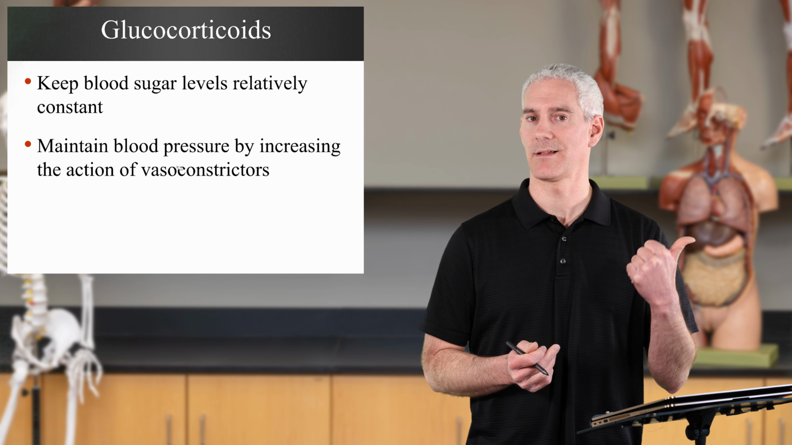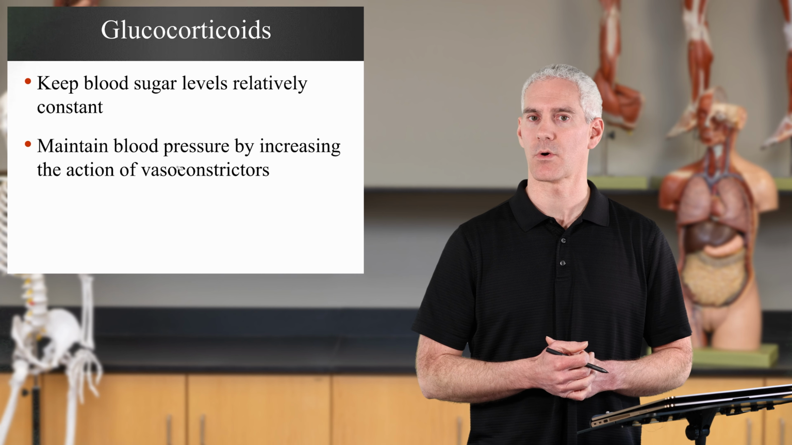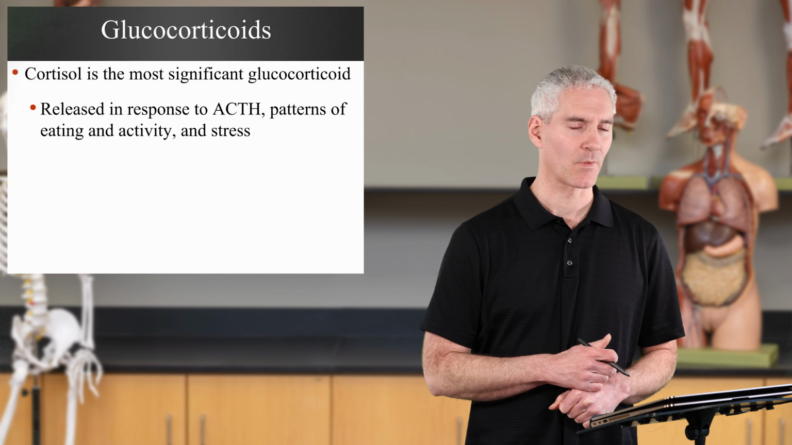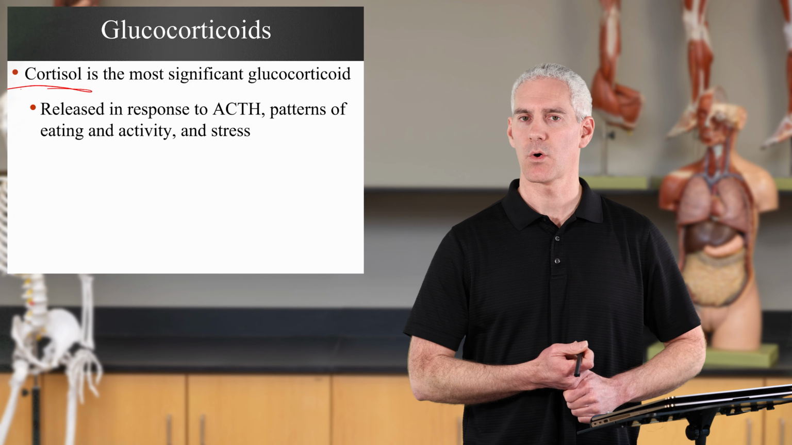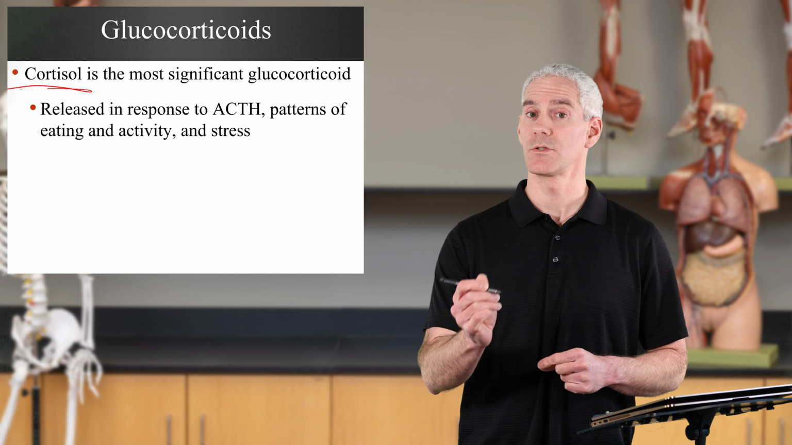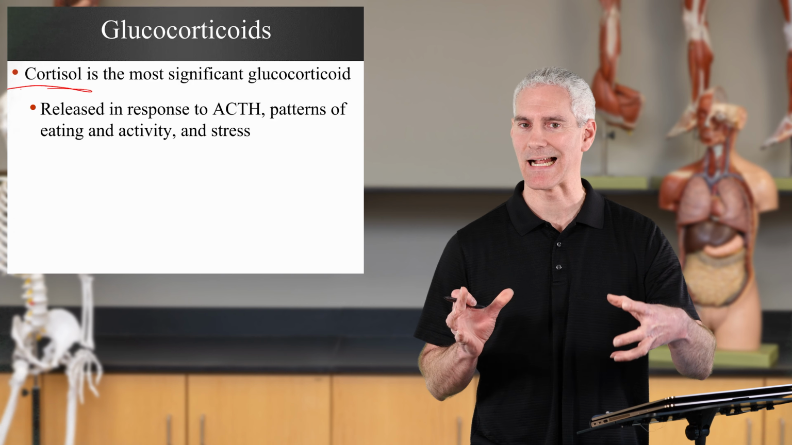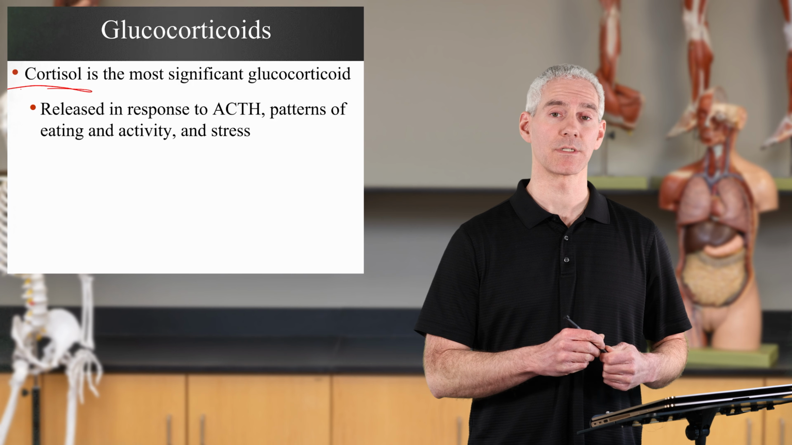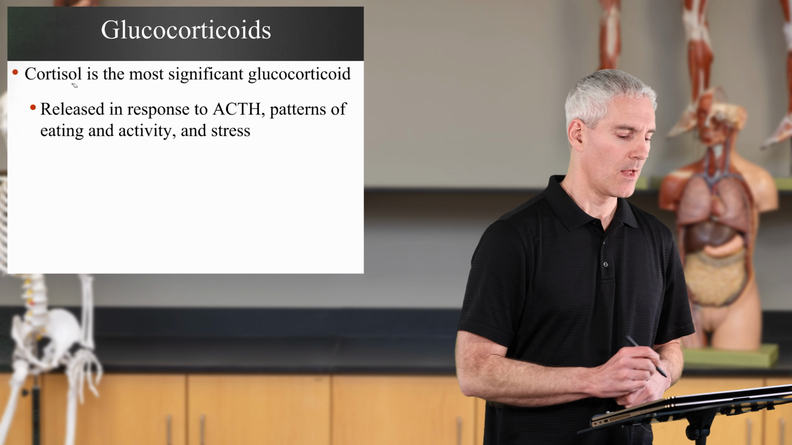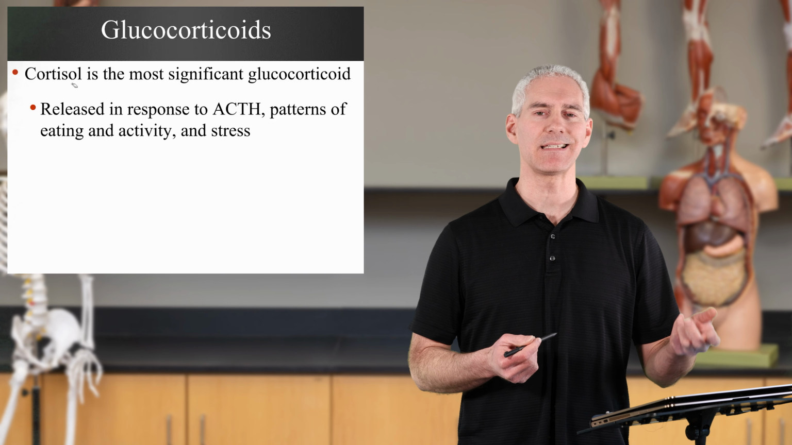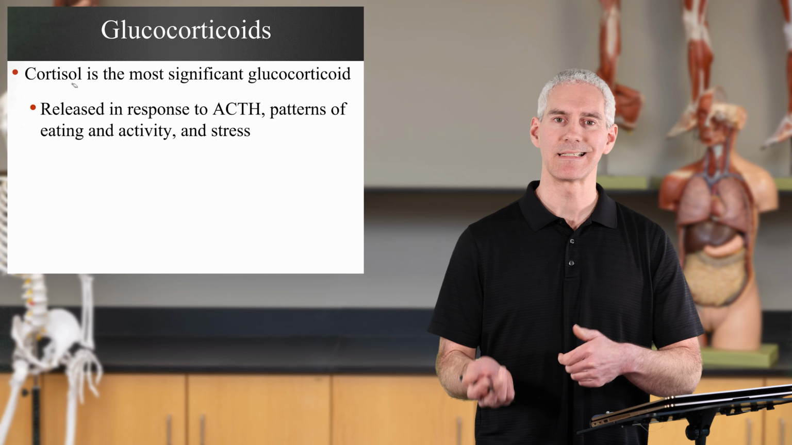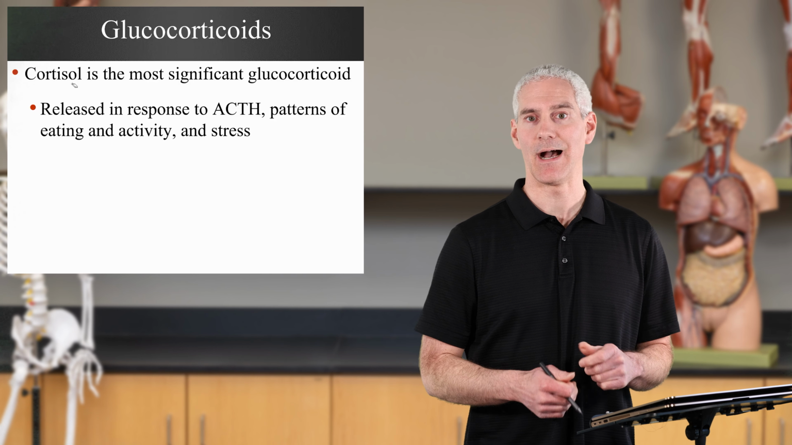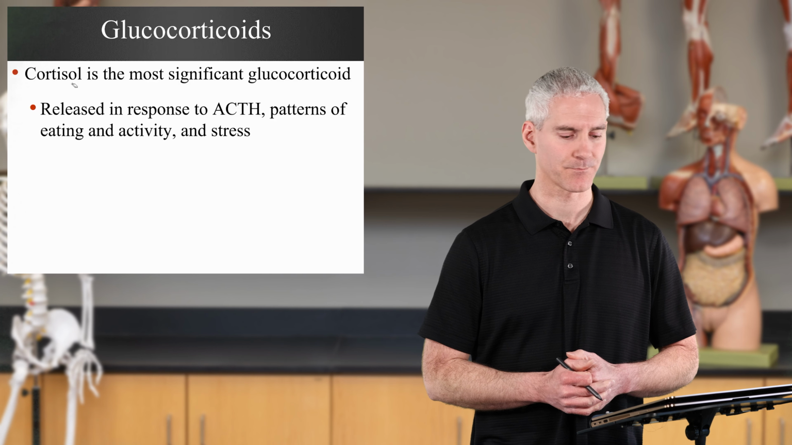So that means both the aldosterone helped and these glucocorticoids are helping. Cortisol is the most significant of the glucocorticoids. Remember, glucocorticoids are a group, not a hormone. Cortisol is a hormone. So what's happening here is if you release ACTH, adrenocorticotropic hormone, you then can stimulate cortisol production out of the adrenal cortex.